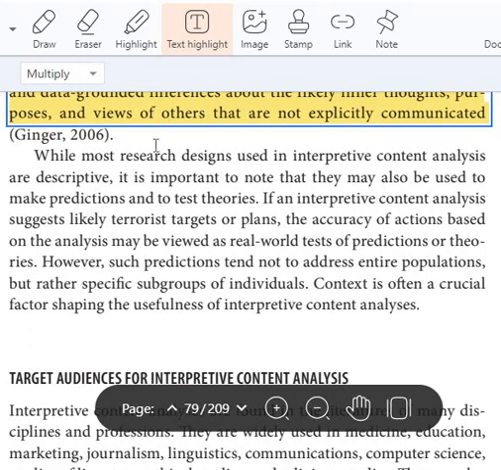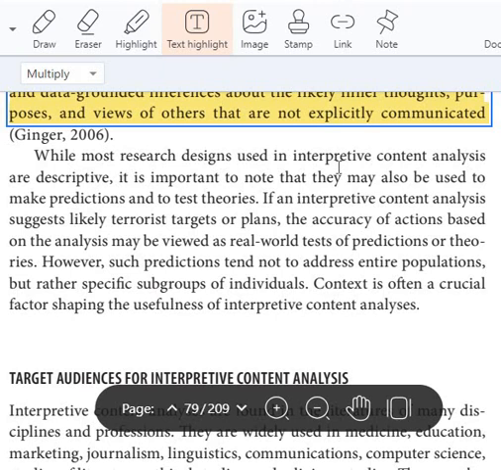Okay, so most research designs here in interpretive are seen as descriptive. It is important to note that they may also be used to make predictions and to test theories. These are the most important purposes for conducting this interpretive content analysis, to make predictions and to test theories. We're not generating here. We don't have that much creativity. We're only analyzing the inner thoughts here. Okay, we haven't reached yet this innovative level of the qualitative.